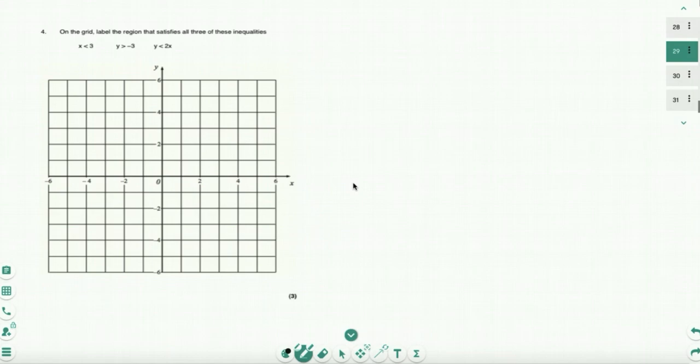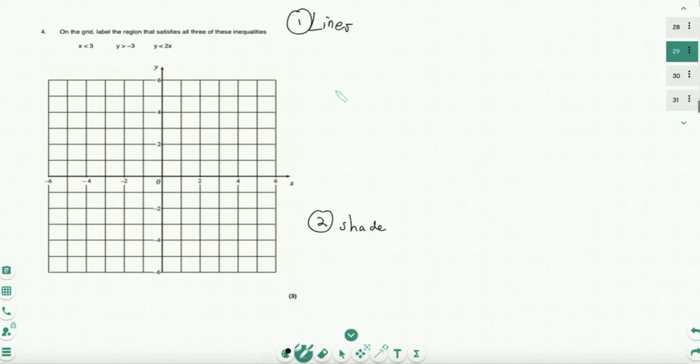On the grid, label the region which satisfies these three inequalities. So we have x is less than 3, y is greater than minus 3, y is less than 2x, okay? In order to do these problems, guys, we're going to separate the problem. The first part of the problem is we're going to draw our lines, okay? The second part of the problem is where we start to shade things in, okay?